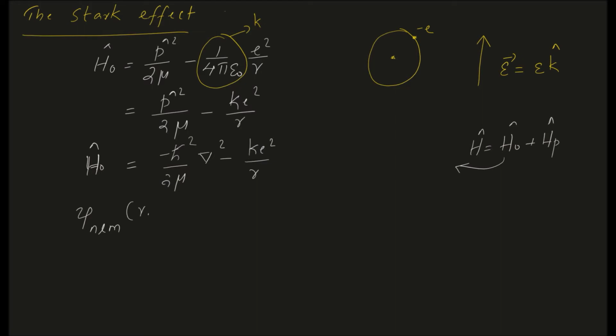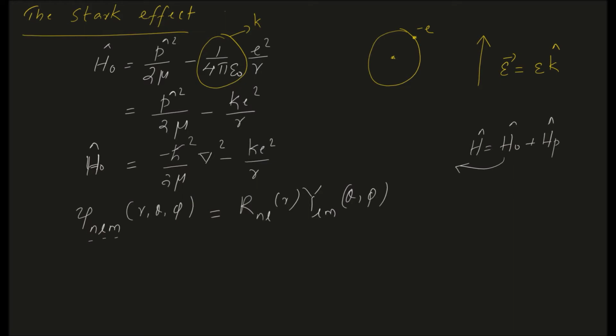This is a function of r, theta and phi, and we have three quantum numbers n, l and m. It is a product of a radial part, R n l of r, and the spherical harmonics Y l m of theta, phi. We have seen it in the previous semester. So this is the solution for the unperturbed Hamiltonian of the system.